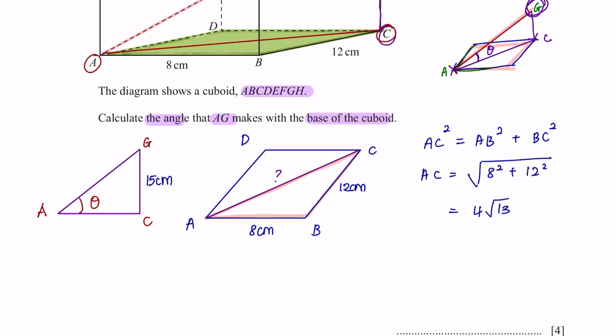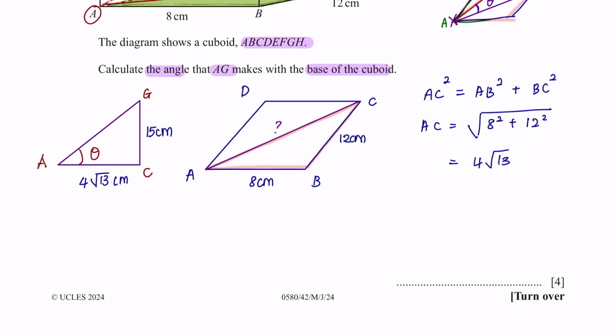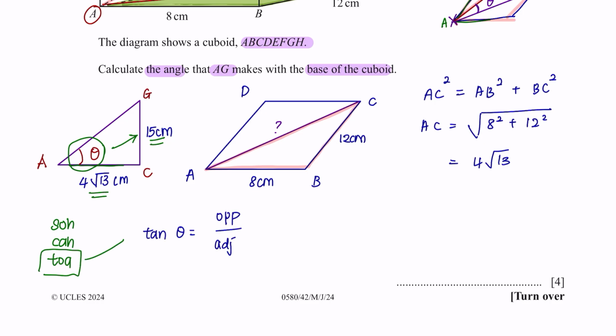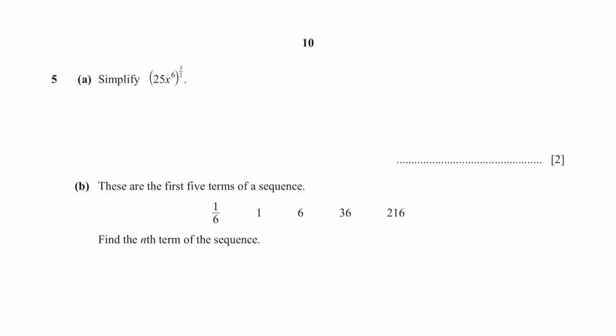Now that we have the value of AC, we can just substitute the value that we have over here. Now we can find the angle because we have the opposite and we have the adjacent value. So between SOHCAHTOA, we are going to use tangent. The opposite is 15 and the adjacent is 4 square root of 13. So just rearrange this, and the angle would be 46.13. Next, question 5 part A, we are asked to simplify.